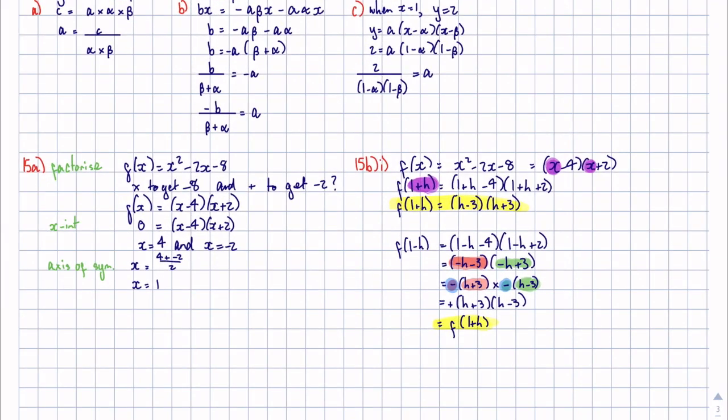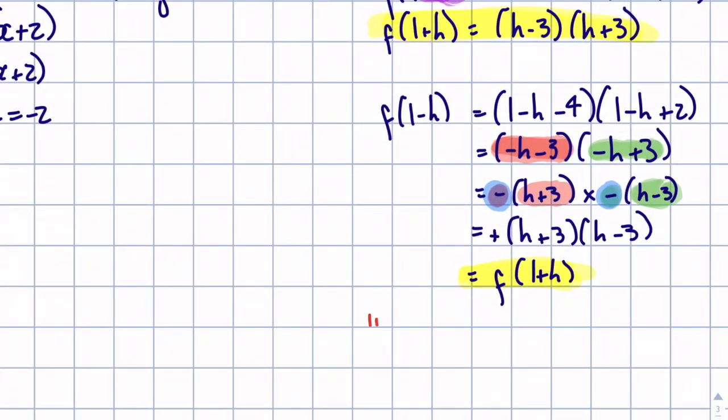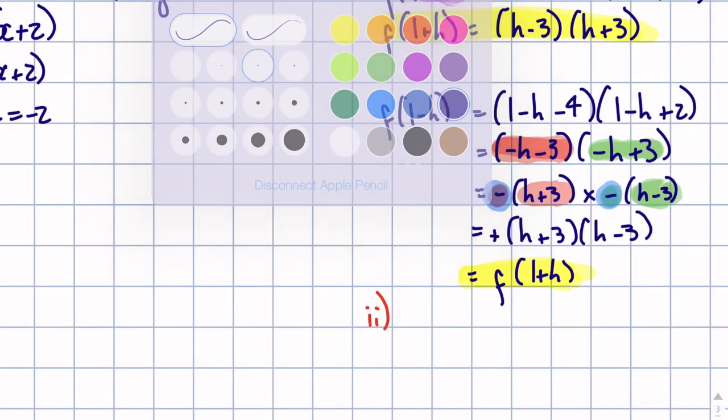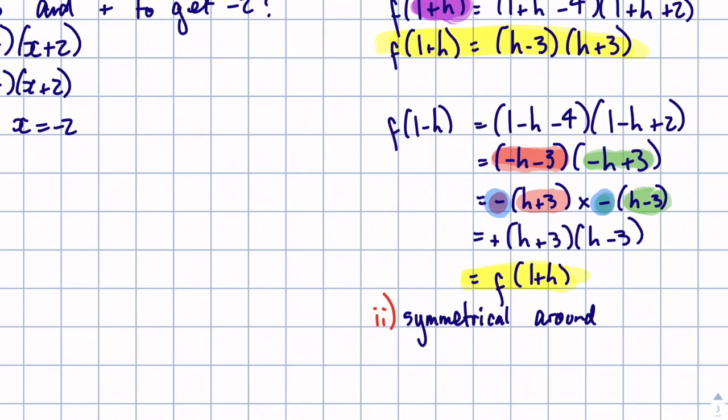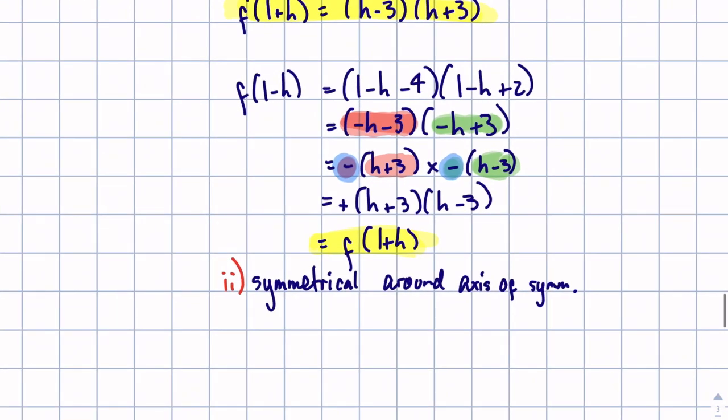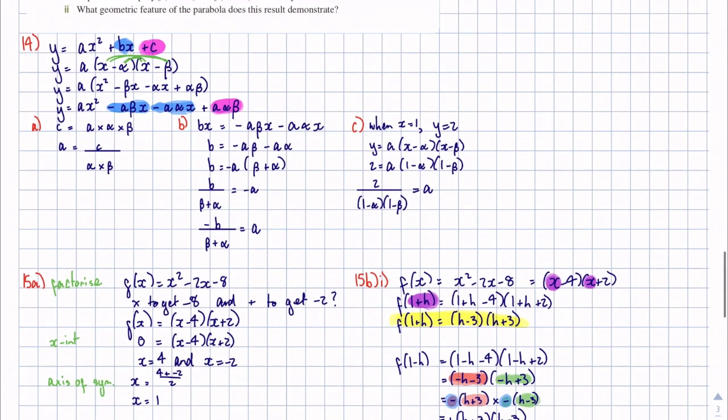This shows us that it's symmetrical. That's all. Well, if 1 minus something gives us the same answer as 1 plus something, then 1 must have been our axis of symmetry. That's all. All right.